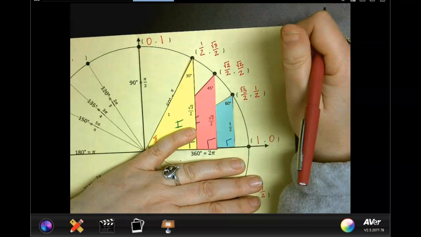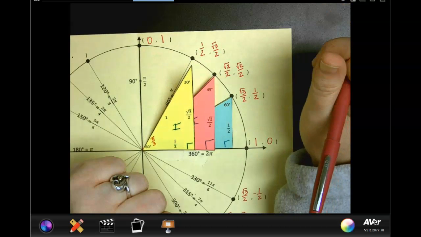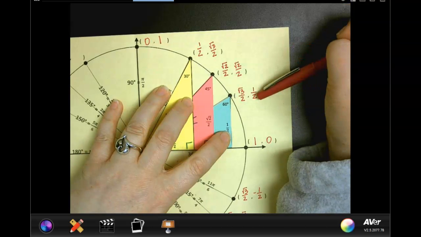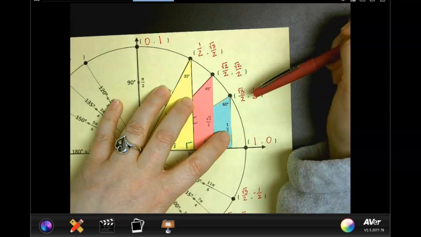All of them. None of them are over 3, over 4, over 5, just all over 2. So they're all fractions of halves. Then look at these two. They have the same numbers, it's just that x and y switch places, because 30 and 60 switch places. Does that make sense to you? So overall, there's not even that many numbers you need to know.